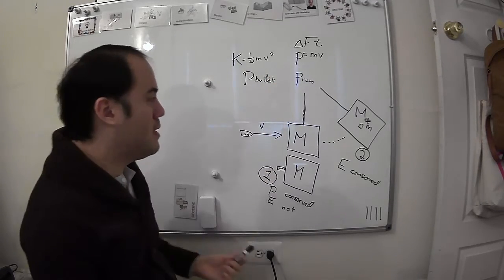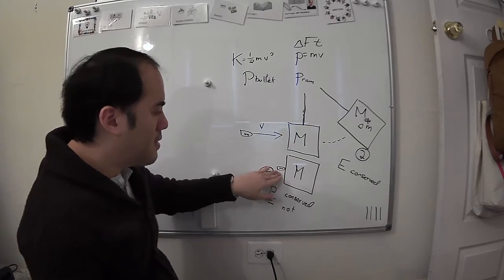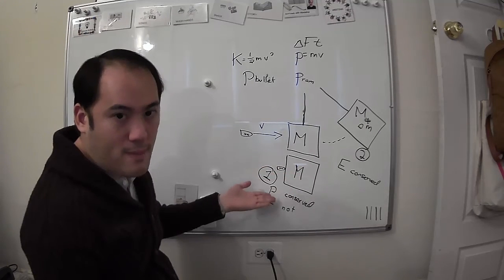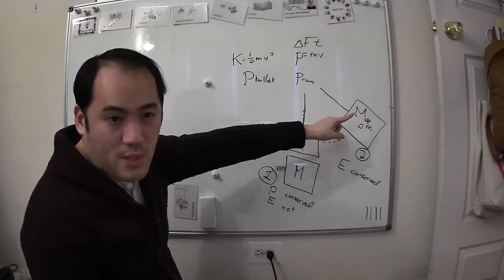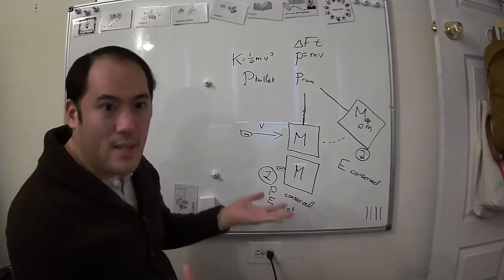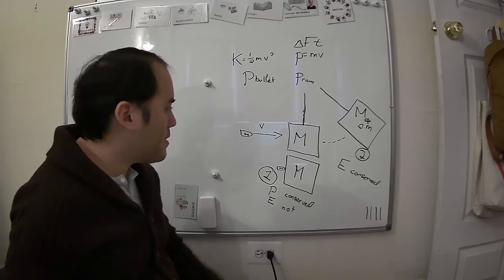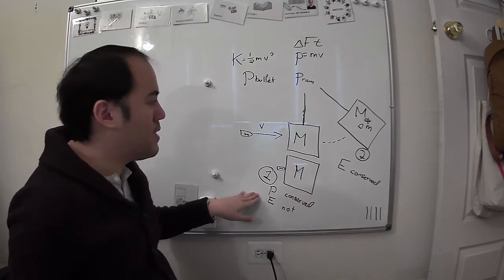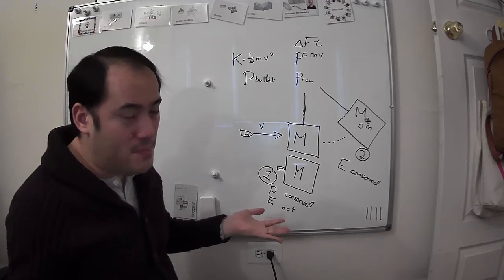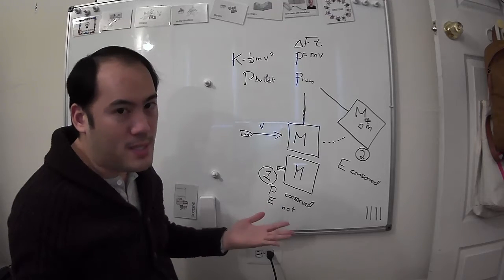It's this momentum. And obviously, the bullet and block at stage 1, they're moving. They have momentum. When the block swings up to the highest point, it stops at the highest point for an instant in time. It doesn't have momentum. Energy doesn't have to be kinetic. It could be potential. But there's no potential momentum. So momentum was lost. It was not conserved.